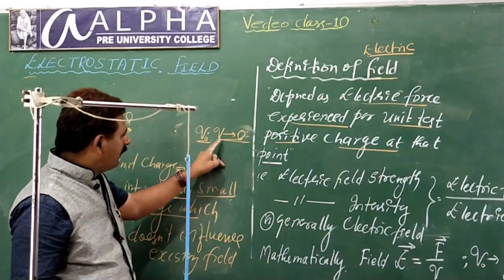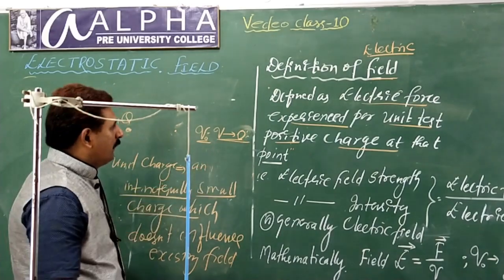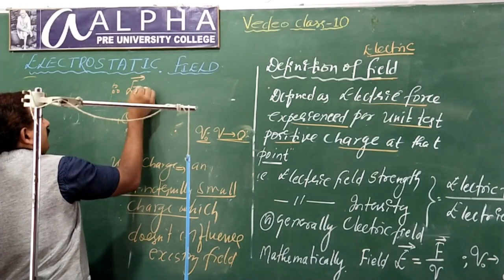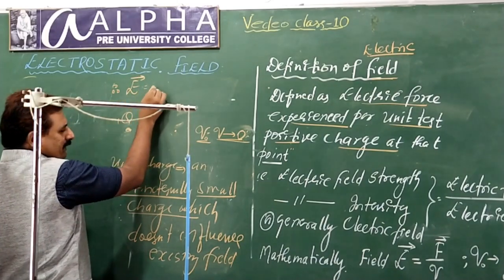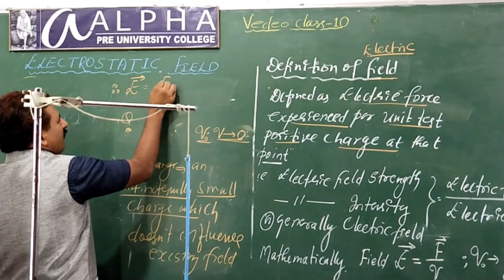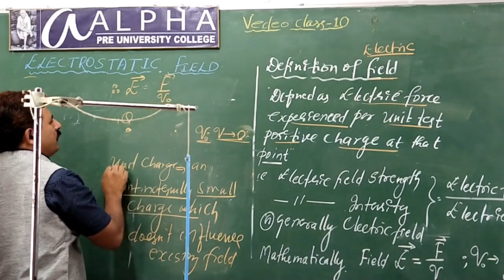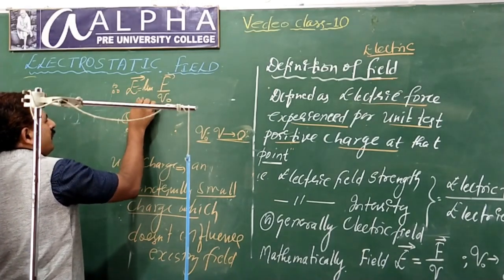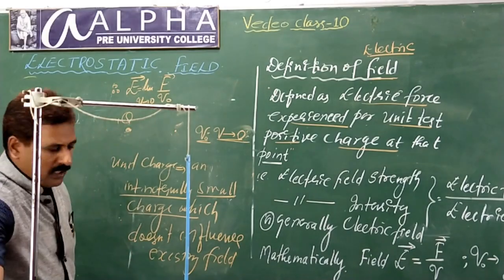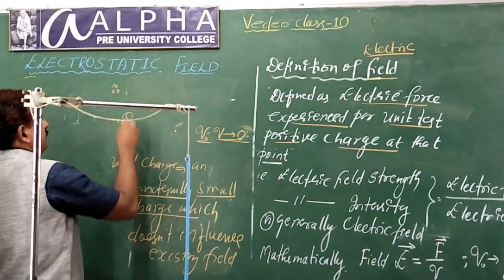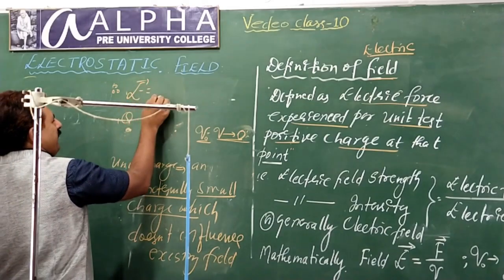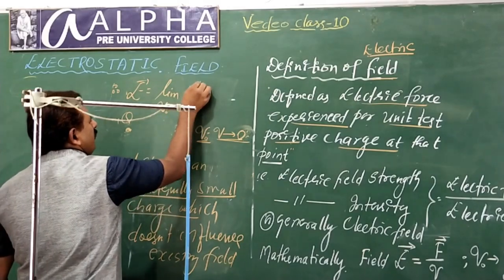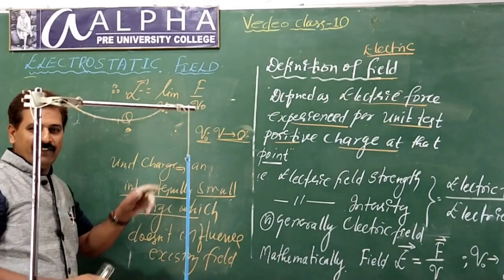How do you write this mathematically? Q tends to 0. Therefore, E is also written as F by Q naught. And mathematically, if you write the limit, I'll write a bit bigger expression, right? E equals, how do you write the mathematical limit? Limit Q naught tends to 0, F divided by Q naught. Why do you write it this way?